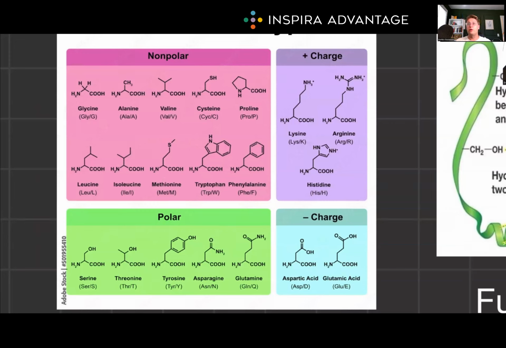They carry a negative charge at physiological pH and often play a role in enzymatic active sites. Whereas basic amino acids have side chains that can accept a proton. Examples are lysine, arginine, and histidine. They carry a positive charge at physiological pH and are often involved in interactions with negatively charged molecules like DNA.